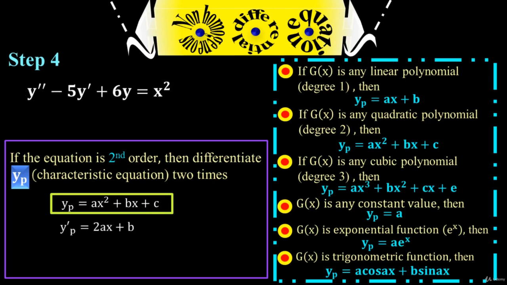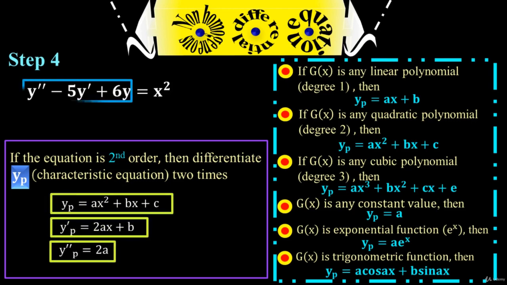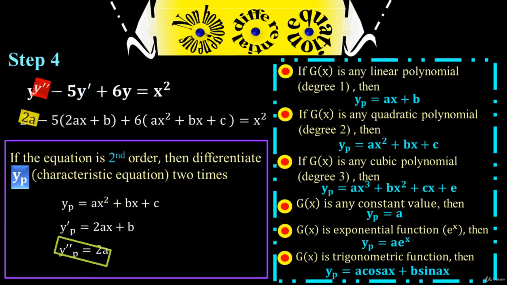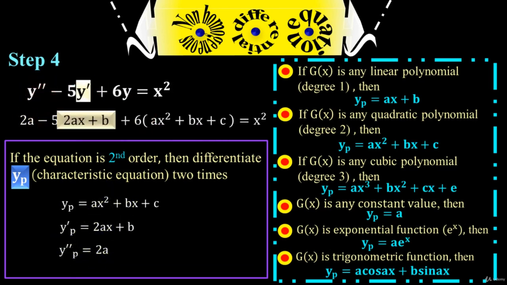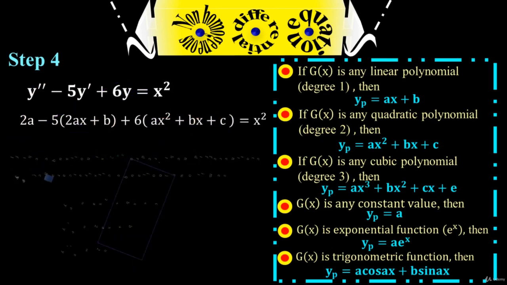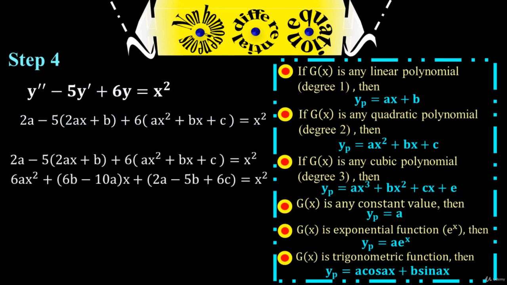Differentiate y sub p to have y sub p prime equals 2ax plus b. And now differentiate y sub p prime, which gives y sub p double prime equals 2a. Now I will substitute these values into the left side. Replace y double prime by 2a, y prime by 2ax plus b, and y by ax squared plus bx plus c. Simplify this equation further, and I now have 6ax squared plus (6b minus 10a)x plus 2a minus 5b plus 6c equals x squared.